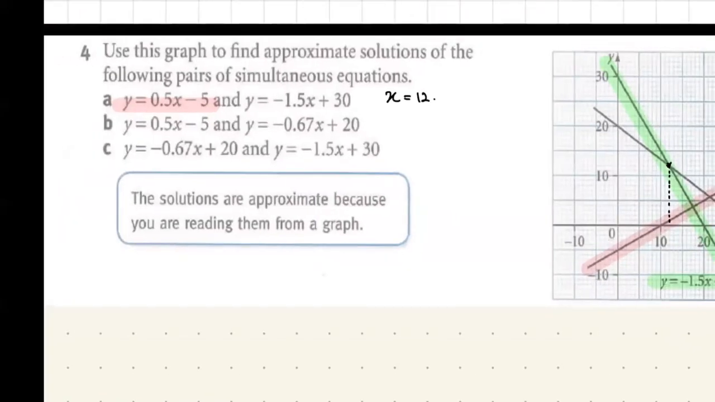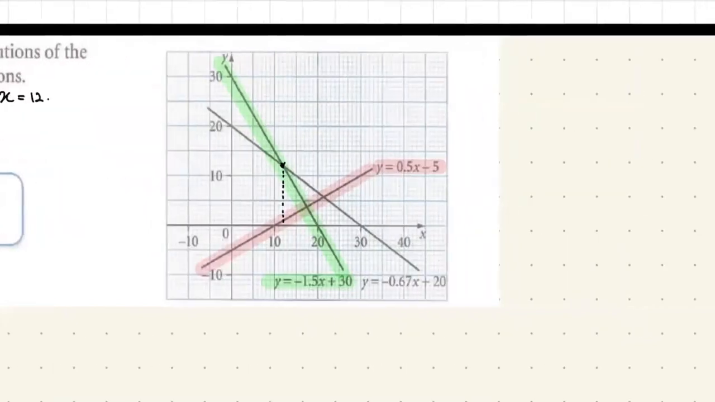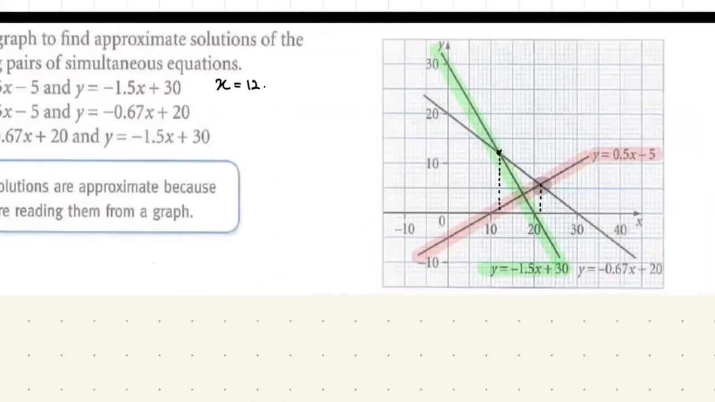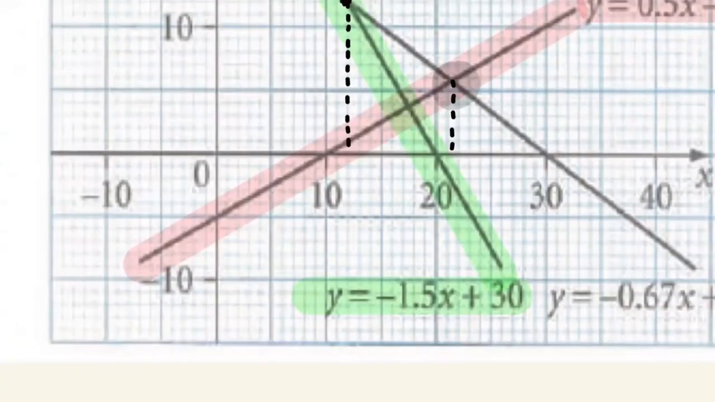Next one, negative 5 and 20. Negative 5 and 20. So you can see the intersection is right here. And you just need to draw it down. I would say it's 21.5. Because you see, 20, 21, 22, 23, 24, 5, 6, 7, 8, 9, 30. So this is 21.5.